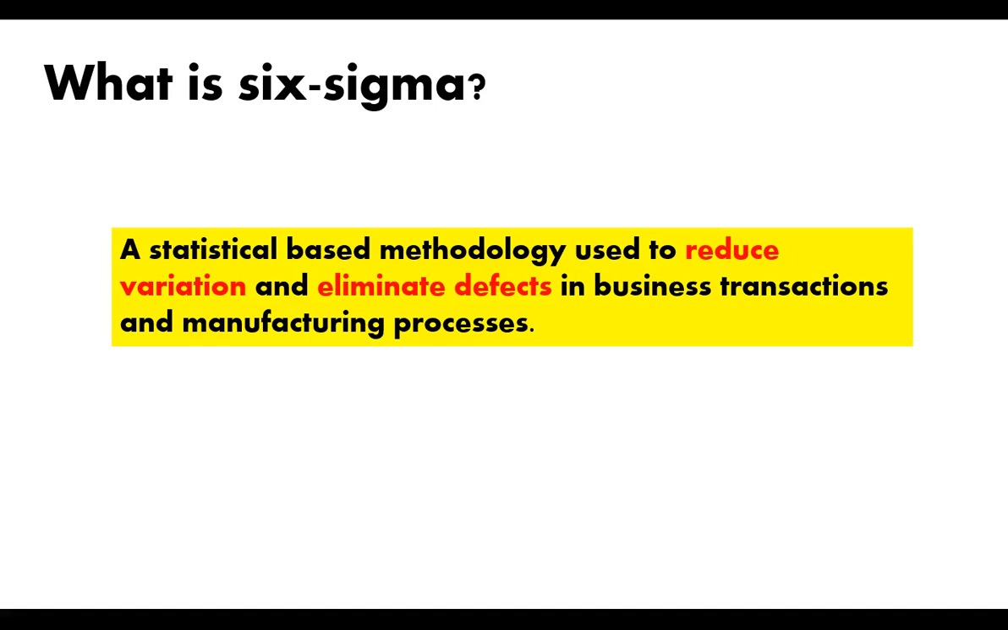So that's the dictionary definition. So basically what that is saying is it's a data-driven process that helps you reduce the variation and eliminate your defects. So eliminate your defects, eliminate your problems, help you give your customer a more satisfactory experience. So that is the definition of Lean Six Sigma.